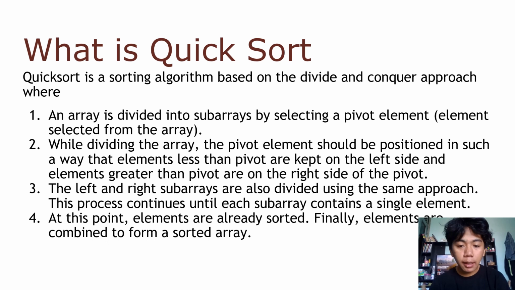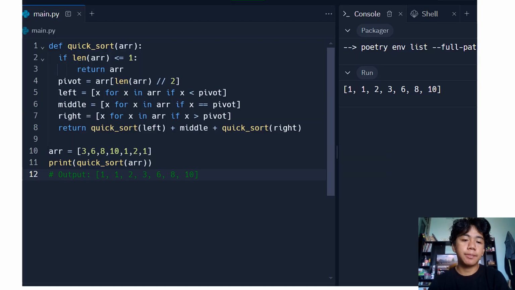Second, while dividing the array, the pivot elements should be positioned in such a way that elements less than a pivot are kept on the left side, and elements greater than a pivot are on the right side of the pivot. Third, the left and right subarray are also divided using the same approach. This process continues until each subarray contains a single element. Four, at this point, elements are already sorted. Finally, elements are combined to form a sorted array. And this is the example of quicksort in Python.